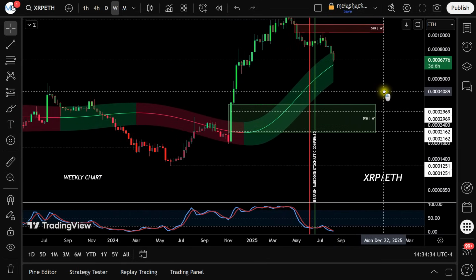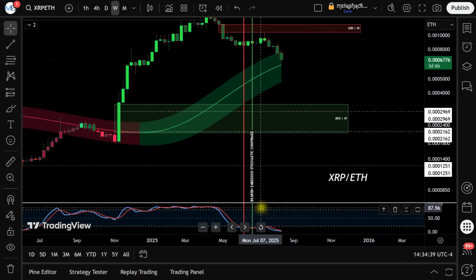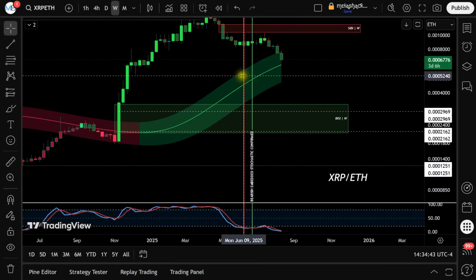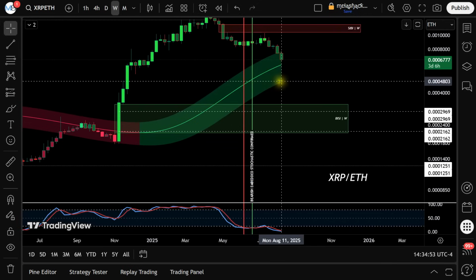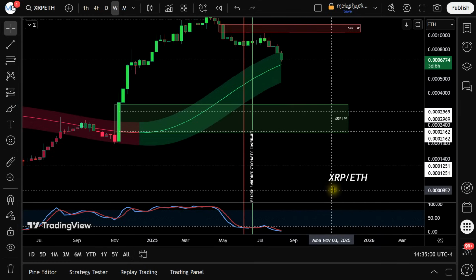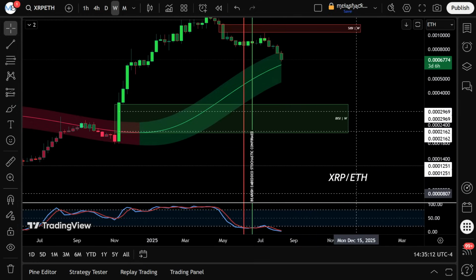Another thing that's important to look at is the fact that right here on the charts, we have what's known as a bearish embedded stochastic. The red line represents where it started. The green line represents that it was confirmed, and we're now trading on the 10th consecutive week of the XRP versus Ethereum chart displaying this bearish embedded stochastic condition.